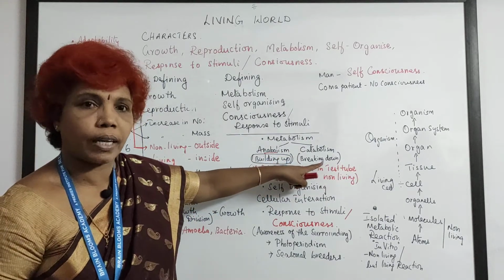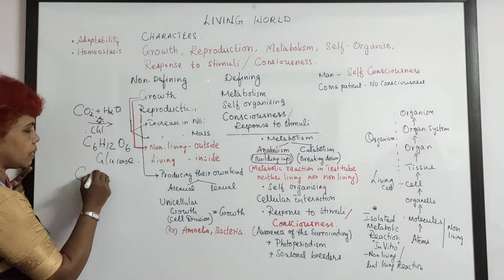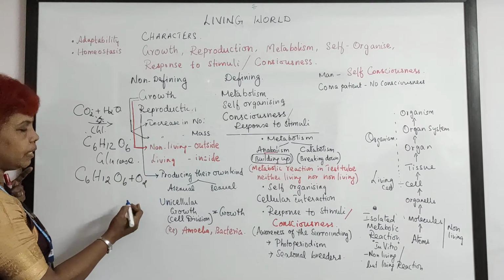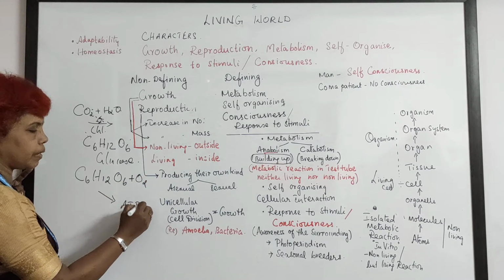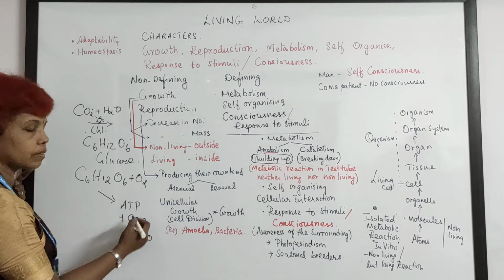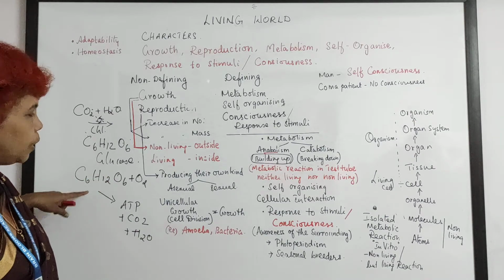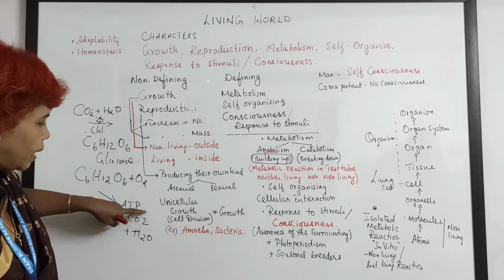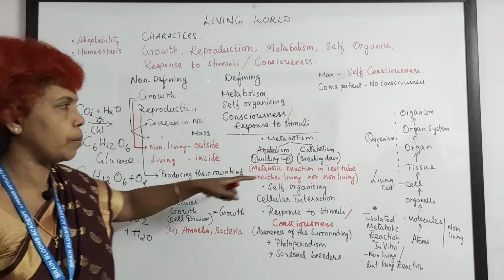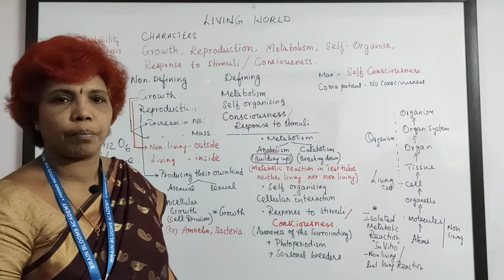When you talk about catabolism, it is the opposite process, respiration, wherein C6H12O6 with the help of oxygen makes ATP plus CO2 plus water. Understood? Again, the compound is broken down into the simplest substances like this, and energy is the main product of respiration. This is the breaking down process. So anabolism and catabolism collectively are called metabolism.